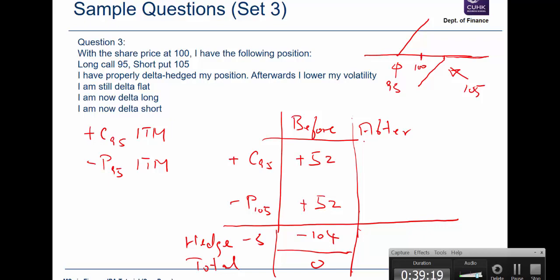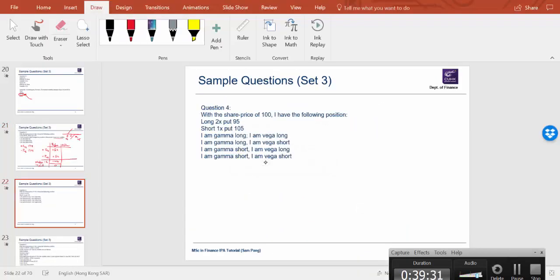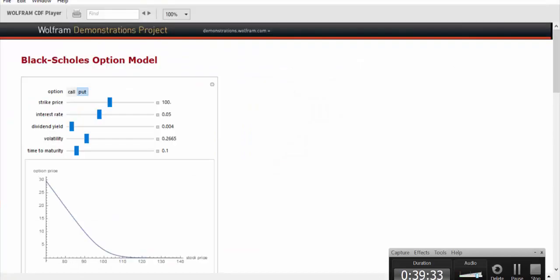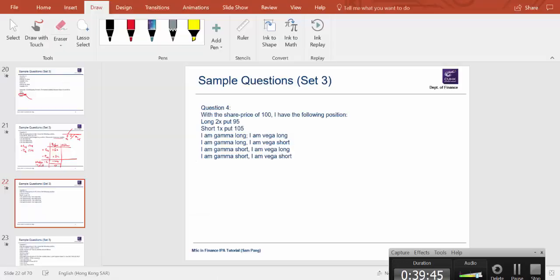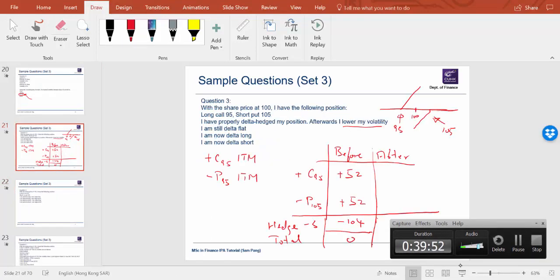Now that's before. What happens after? Well, you have to ask yourself, I now lower my volatility. So this is the opposite of what happened last time. It is basically the question is asking, what happens to the delta when I'm shifting this up and down? That's what the question is asking you. Okay, and I was here.